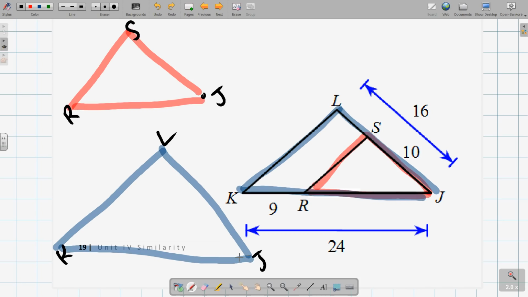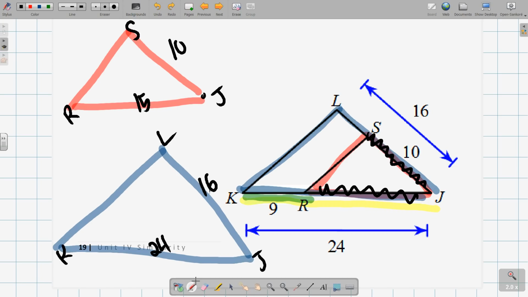Now let's bring our numbers over. In our small triangle, that's 10. And right here, if you take a close look, the whole thing is 24. And from here to here is 9. So 24 minus 9, that's going to get us 15. In the larger triangle, that's 16, and then this is 24.